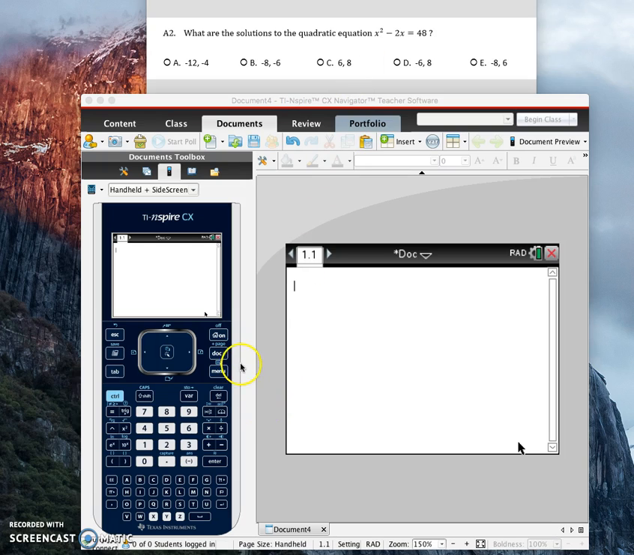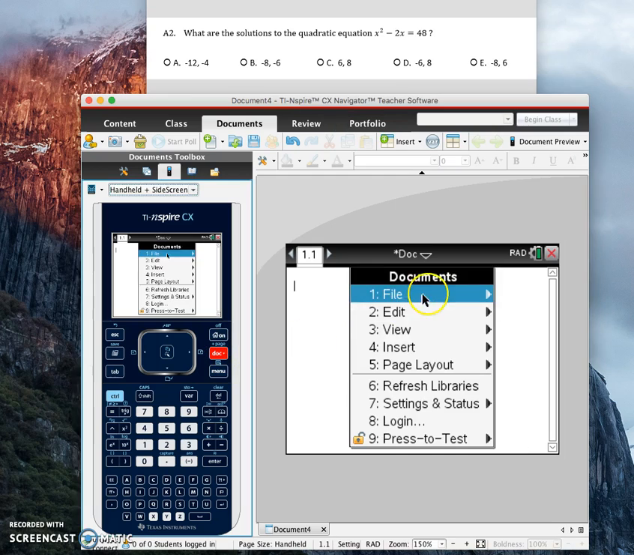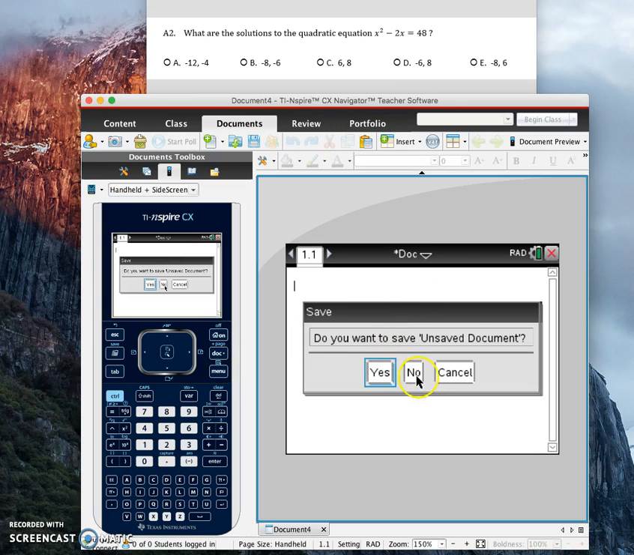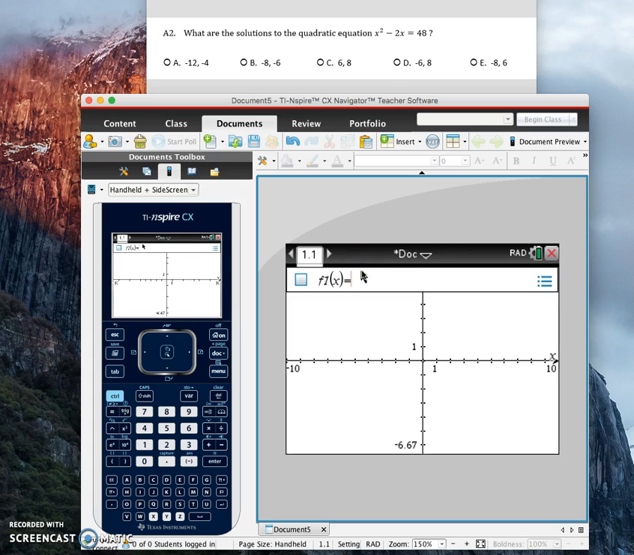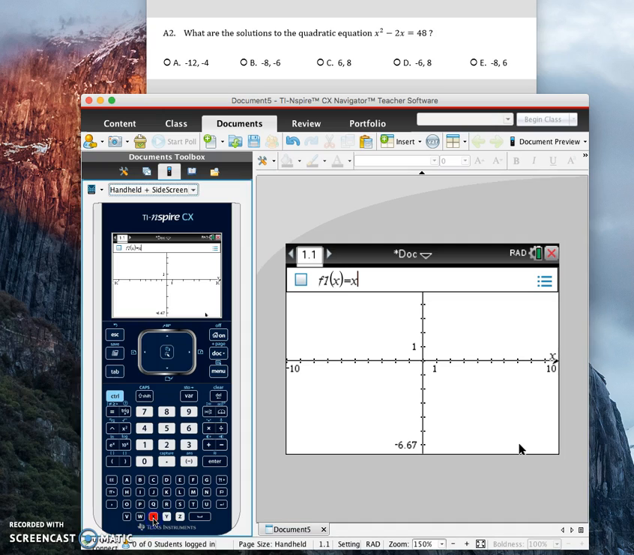Okay, so what we're going to do is, of course, if you haven't already, File, New Document, don't save anything. We're going to go to Graphs, and we're actually going to put two graphs in. We're going to graph the left side of the equation, so let's go ahead and write that in. So that's x squared subtract 2x, and that's our first equation. Hit enter.